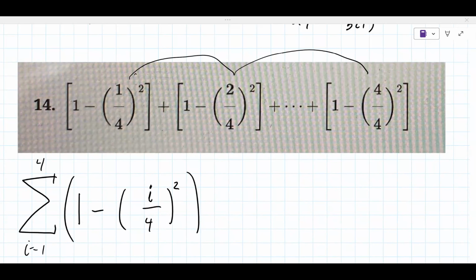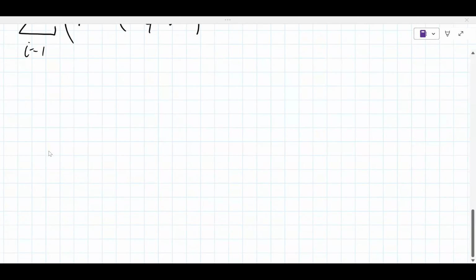So really, not that difficult. Why don't you try 12 or 13? Why don't you try 12?